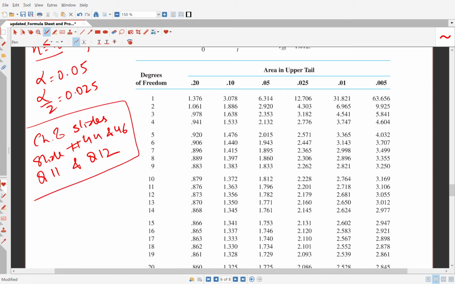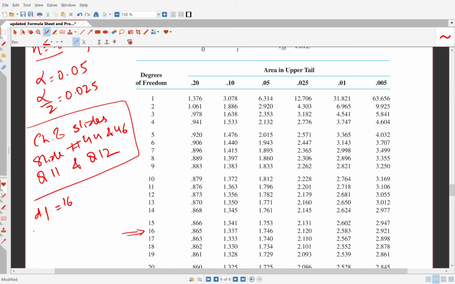Okay, so let's go to question number 11 first. It says for a t distribution with 16 degrees of freedom, so degrees of freedom are already given to us, 16. Find the area or probability in each region. So the first part is to the right of 2.120. So 16 degrees of freedom means we are only going to look at this row. So 2.120 to the right is this area.